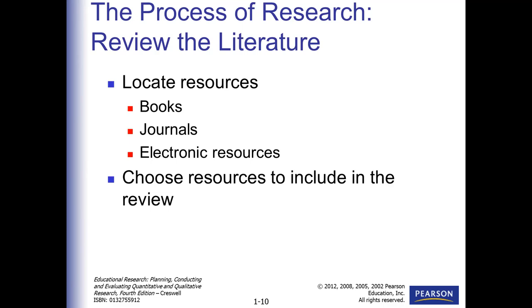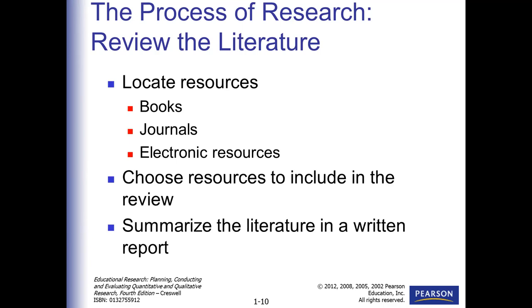Okay, these are the most reliable three resources. Choose resources to include in the review. Summarize the literature in a written report. You need to summarize in a particular manner, okay? You need to go for the recent studies, and that is how you're going to explain your literature review in your thesis. If you go with a random selection of research articles, that again is going to be a writing flaw in your literature review chapter, because you need to be very careful about the dates and the year of research.